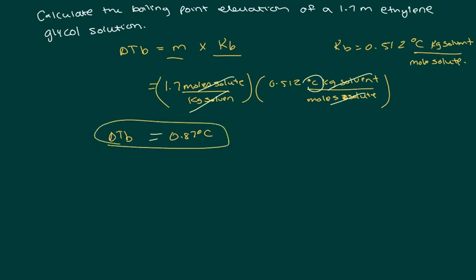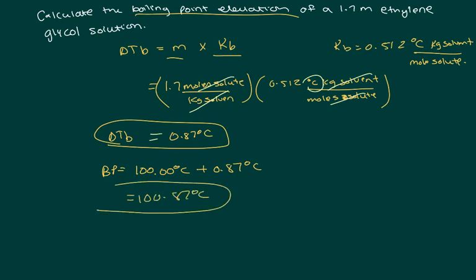That is the change in temperature of the boiling point. I'm asking you, what is the new boiling point? What is the boiling point elevation? So the boiling point is typically 100 degrees Celsius for a water solution. And so if we add ethylene glycol to it, it should increase its boiling point by 0.87 degrees. And our new boiling point of the ethylene glycol solution becomes 100.87.